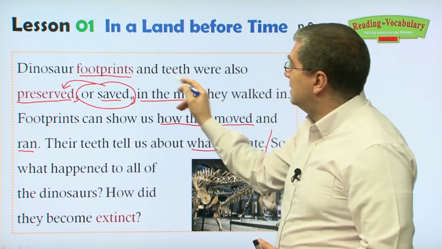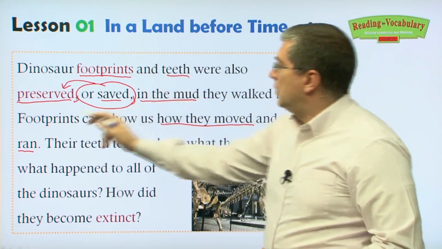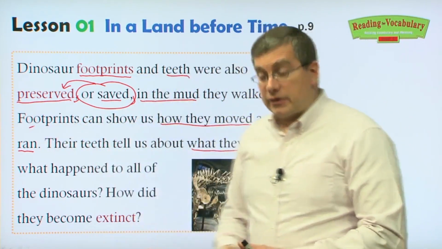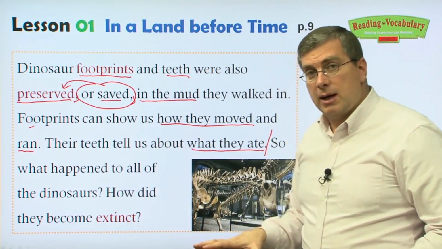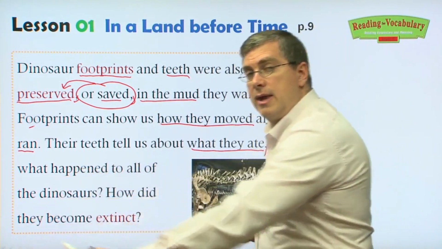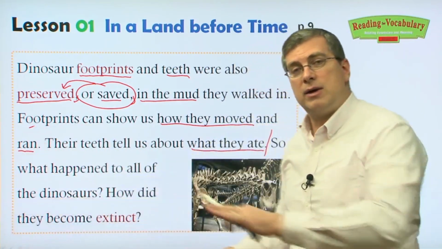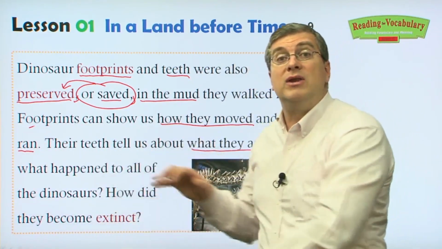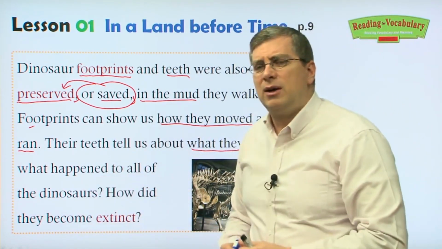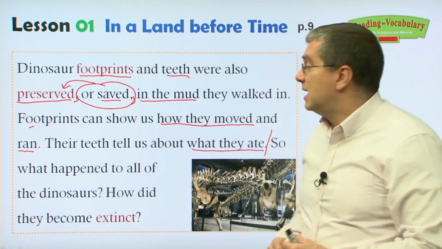So footprints and teeth, right? Footprints can show us how they moved and ran. So by studying the footprint, right, and of course you have many footprints, you can see how far they could stretch their legs. How did they walk? Or if they ran, how did they run? Okay, that's very interesting. We can figure that out by looking at the footprints.